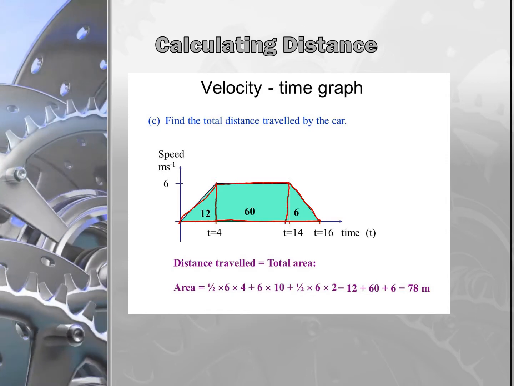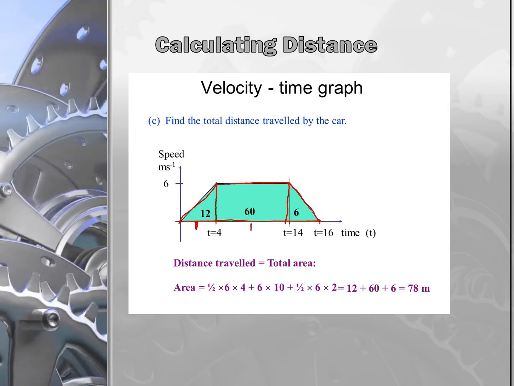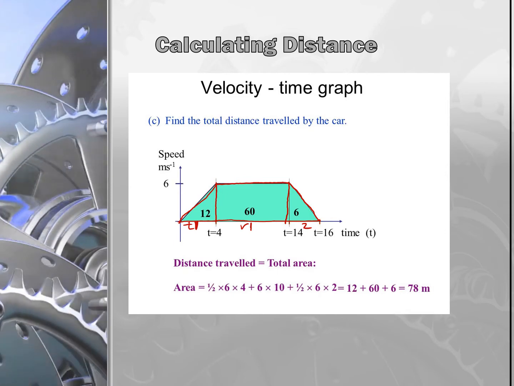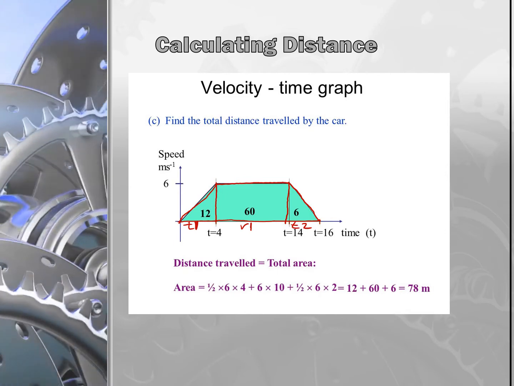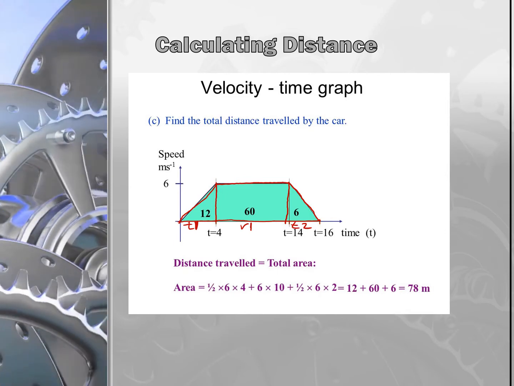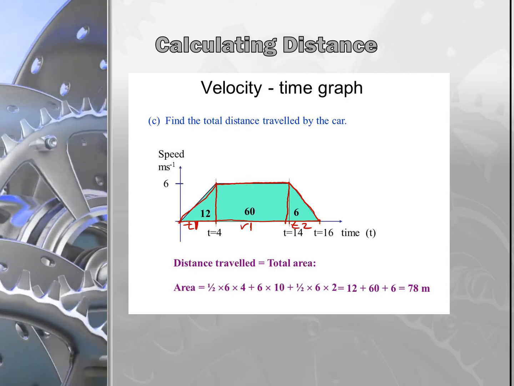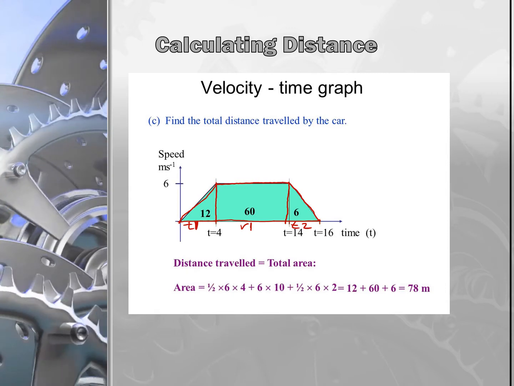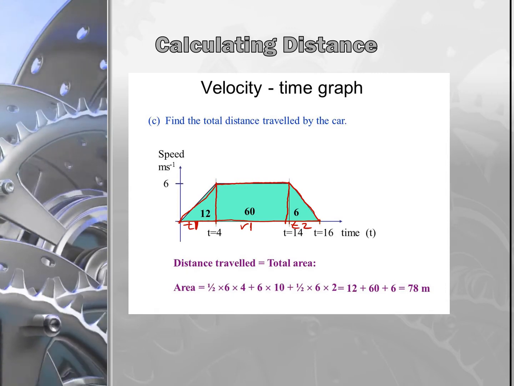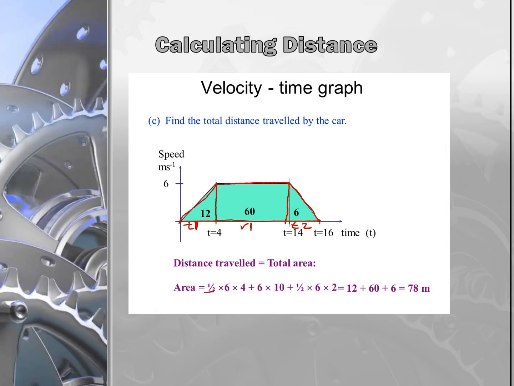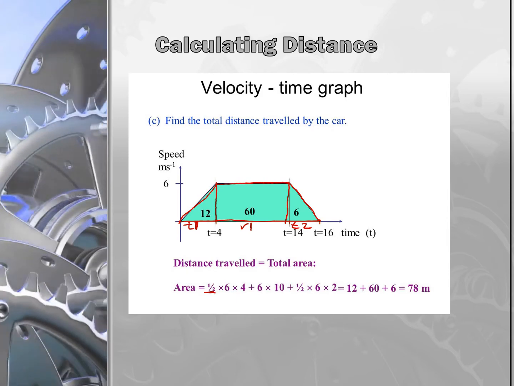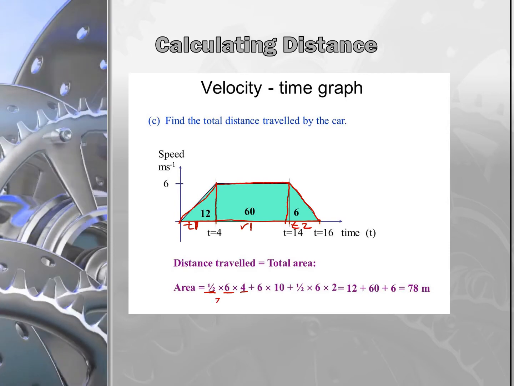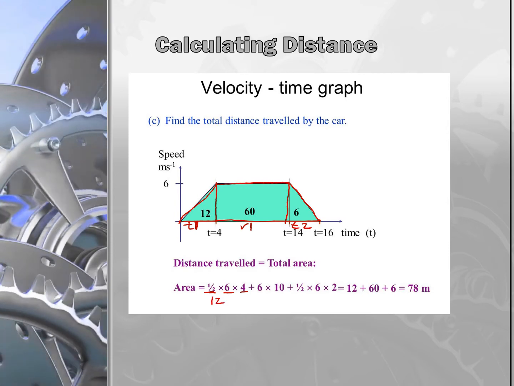So in this case we've got triangle 1, rectangle 1 and triangle 2. So if we look at triangle 1, we can see that the time is 4 and the speed is 6, so that's 4 and 6. The equation for the area of a triangle is a half the base times the height, so a half the 6 times 4. That'll give us an answer of 12.